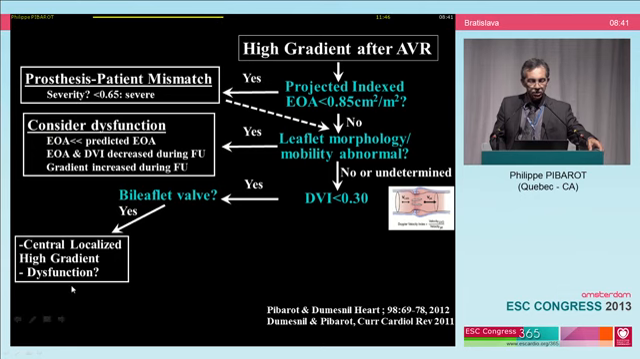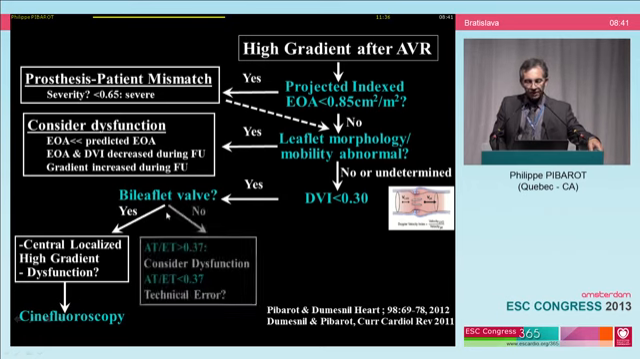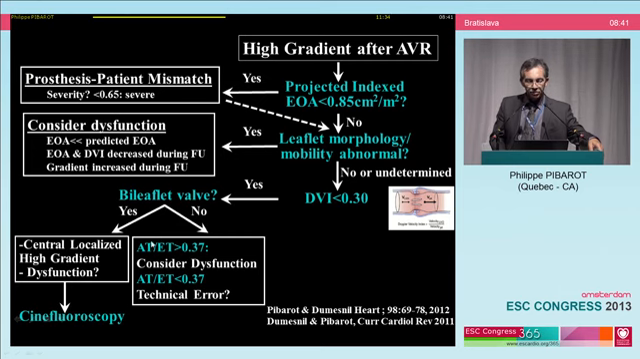And in these patients, we do not hesitate to do a cine fluoroscopy. This is the best tool in this case to really discriminate the normal versus abnormal function. If it's not a bileaflet mechanical valve and the acceleration time over ejection time is higher than 0.37, we consider dysfunction and potentially other diagnostic tests. And if it's normal, then we check for technical error.